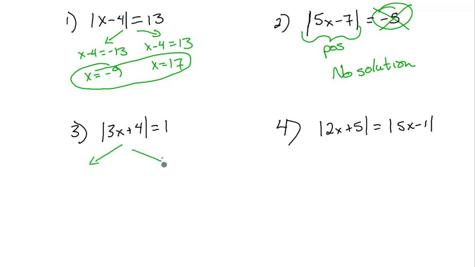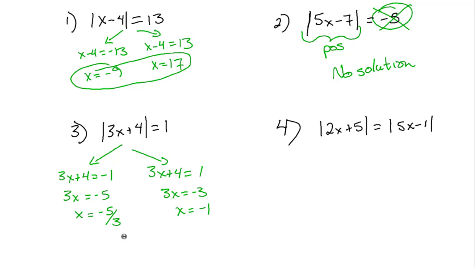Split it into the normal one, 3x plus 4 equals 1, and the opposite, 3x plus 4 equals a negative 1. Here we go. Subtract 4 and we get 3x equals a negative 3, x equals a negative 1. If we subtract 4 off of this one, we get 3x equals a negative 5, x equals a negative 5 thirds. Yeah, there we go. We now have two answers.